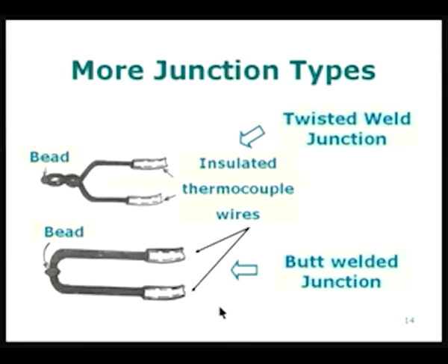More junction types, I have two more which are very useful. One is called the twisted weld junction. Normal practice, you remove the sheath up to a certain length of the wire, this is the positive and this is negative, let us say, then you twist the two things together and make a bead here by welding the two materials to form a contact. You can also do a butt welded junction where the two wires are brought like this, and right there is a butt weld, and in fact the welding can be done by several methods, or you can even use soldering as a method for making the bead.